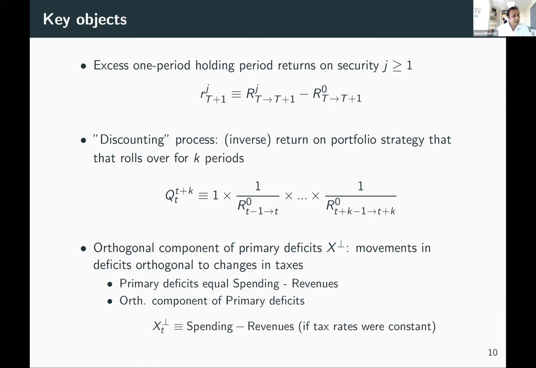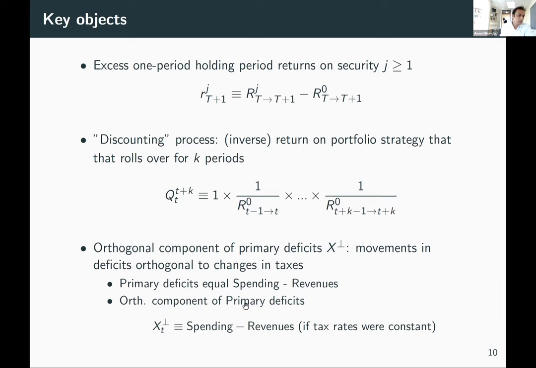The second object I need is a discounting process, but based on the market interest rates. So the idea is to think of a portfolio strategy that rolls over a dollar for K periods. And suppose I want to value this, what is the price of this portfolio? So that's denoted by Q_{t,t+K}, and it is just the product of the inverse of the interest rate from t to t plus K. And this will be interest rates at which you will roll over for K periods.